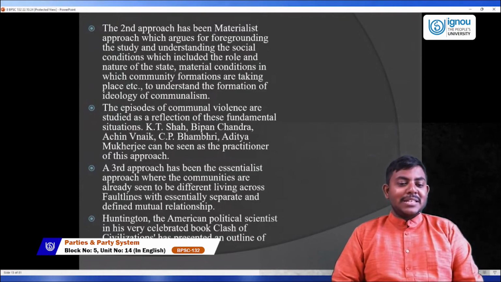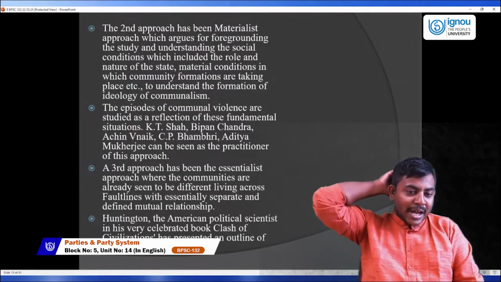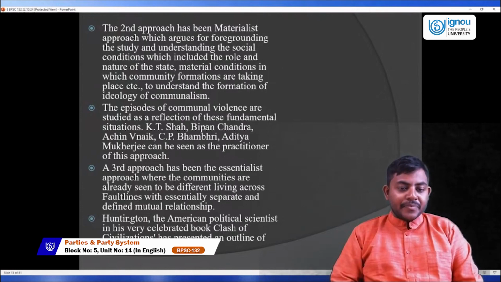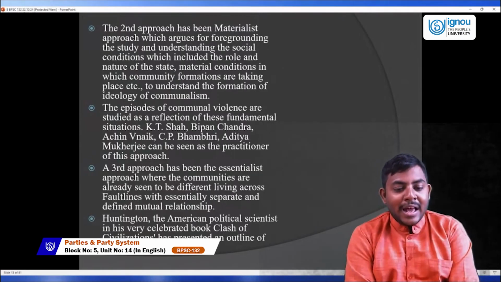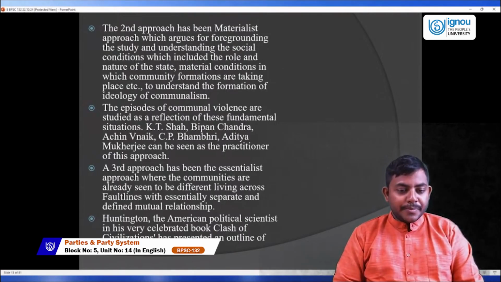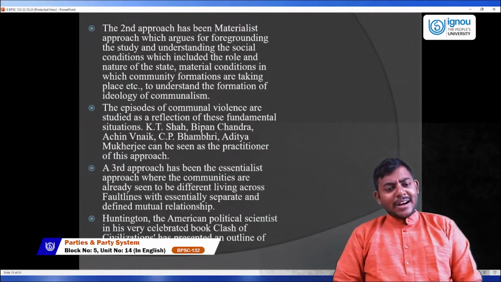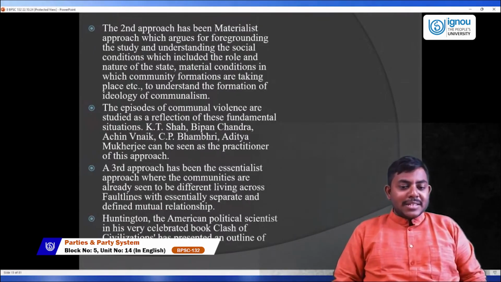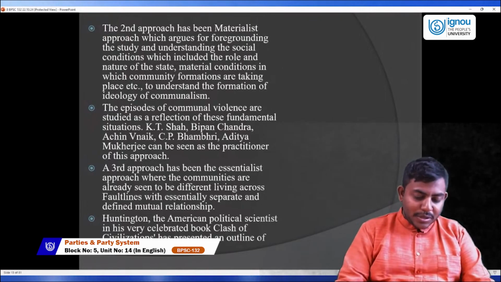A third approach has been the essentialist approach, where the communities are already seen to be different, living across fault lines with essentially separate and defined mutual relationships. So Samuel Huntington, the American political scientist, in his very celebrated book Clash of Civilizations, has presented an outline of this essentialist approach. So the essentialist approach is the third approach, where communities are already seen to be different, living across fault lines with essentially separate and defined mutual relationships.